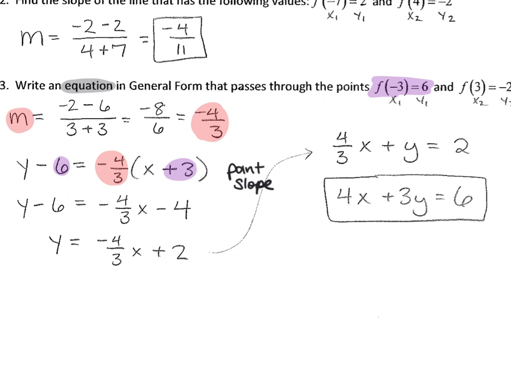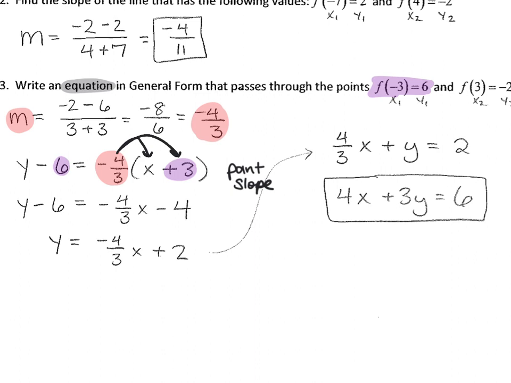Say it again? I did. I distributed. So if we draw those arrows there so you can see, that's what happens next. Anytime you have a number in front of parentheses, you distribute. So we would multiply -4/3 times x and -4/3 times 3, and we would get what we got here.